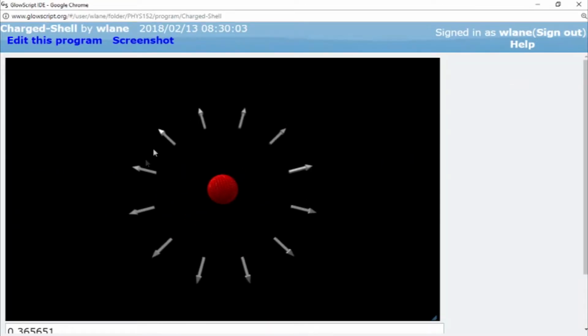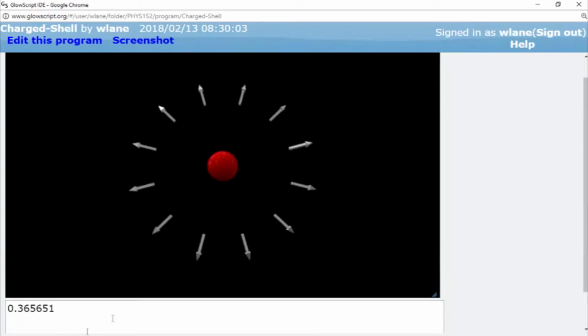And it doesn't seem to make too big a difference for outside the shell. I was getting this same result, this nice spherical symmetry, because here any sort of errors associated with that are small compared to the actual size. So here our electric field magnitude is about 0.36.